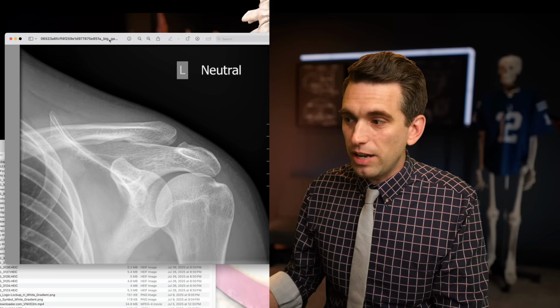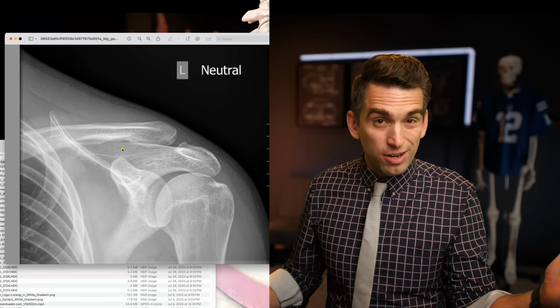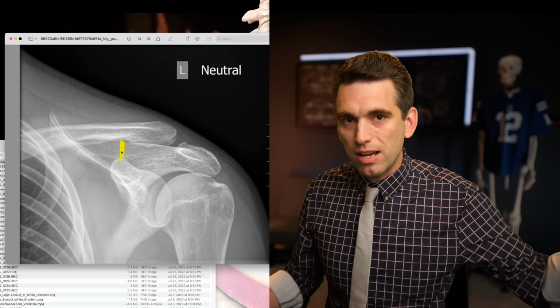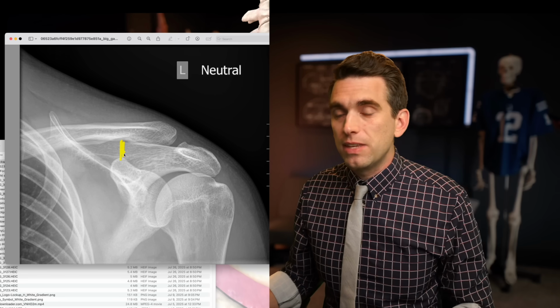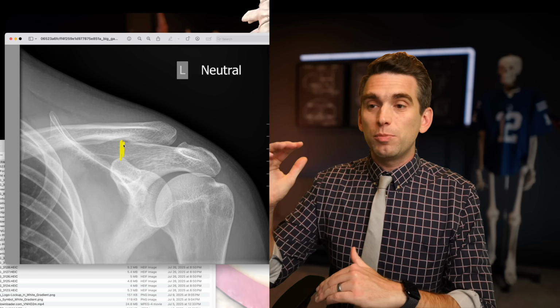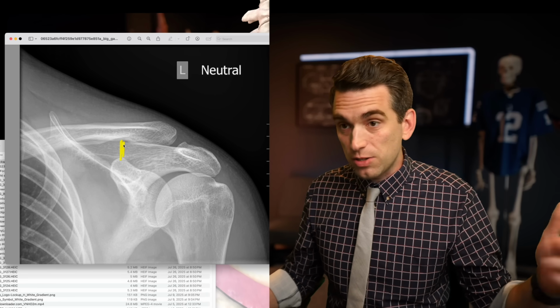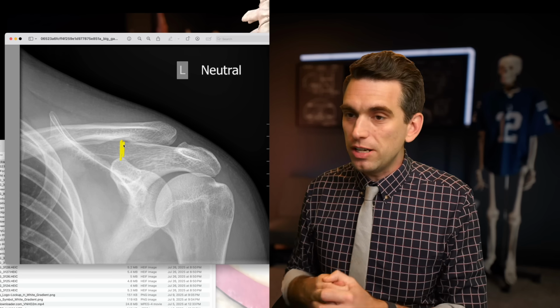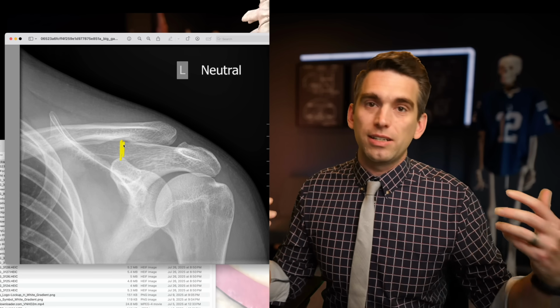And so if we're coming back to our x-ray here, essentially we compare it to the other side and we measure what this distance is compared to the contralateral or the opposite side. If this distance is more than 100% the distance on the other side, so twice as much, that would be considered a type 5 AC joint injury. If it's less than 100%, we would consider it a type 3.